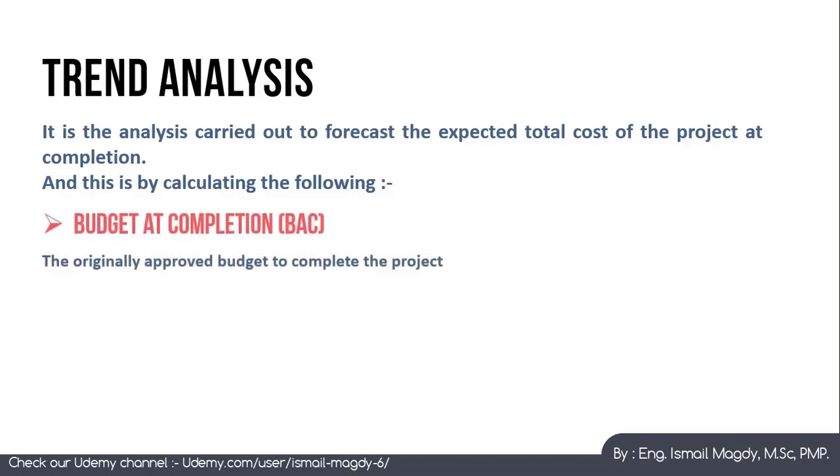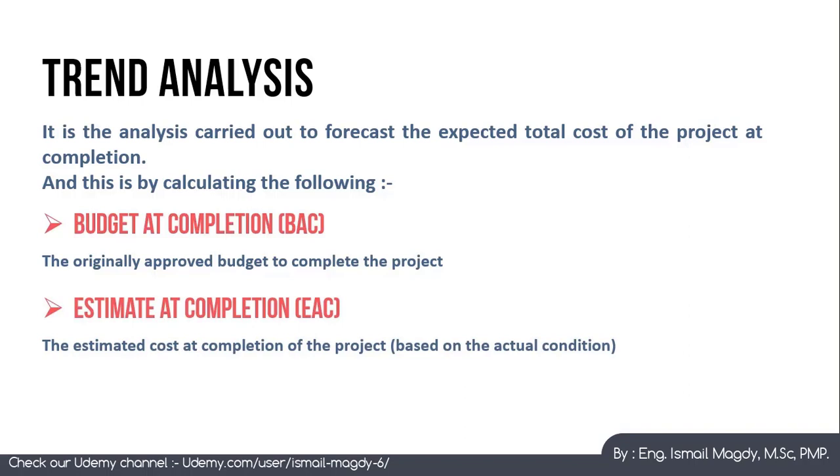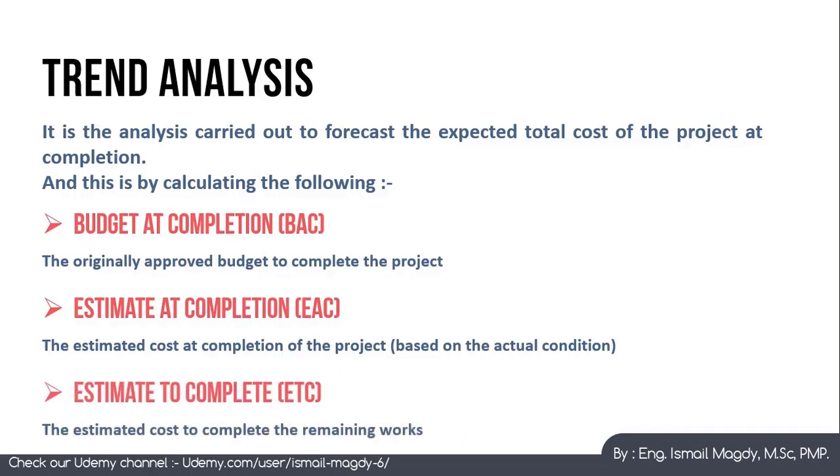Budget at completion, which is the original budget of the project to complete all of the works. Estimate at completion, which is the estimated cost at completion of the project, and it depends on the actual cost performance of the project. And finally, estimate to complete, which is the remaining cost to complete the works, and it depends on the estimated cost of the remaining works.